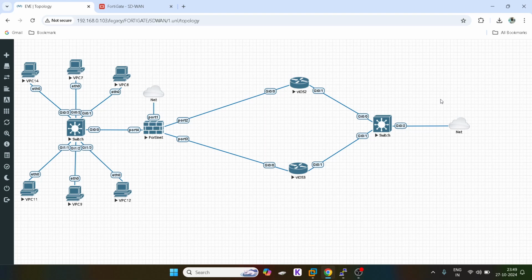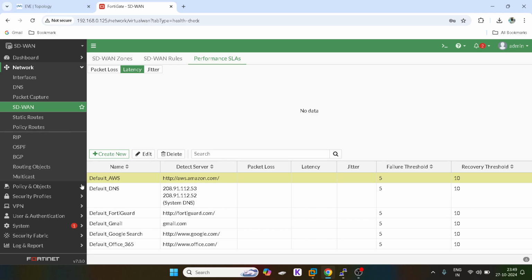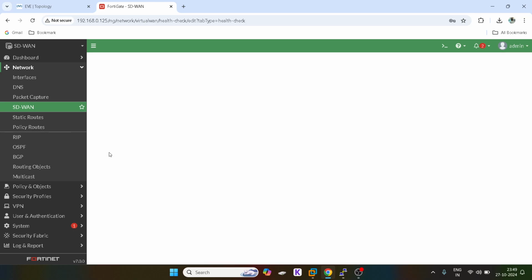Today we are going to continue with our lab of FortiGate SD-WAN. We will do the next load balancing algorithm, which is the low cost SLA load balancing algorithm. So first of all, I will create a performance SLA for global DNS reachability.